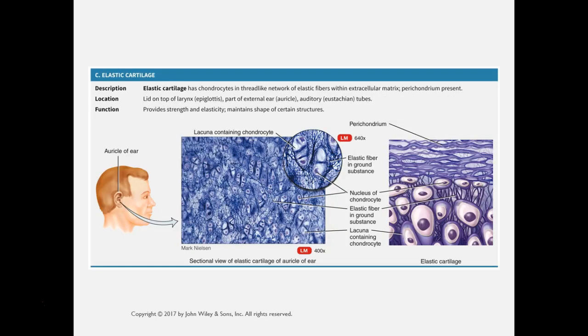The third type of cartilage is elastic cartilage. You would expect elastic cartilage to have a very rich network of elastic fibers in the extracellular matrix. This is going to provide a lot of strength and elasticity and help structures to maintain their shape. Elastic cartilage you find on the top of the larynx.